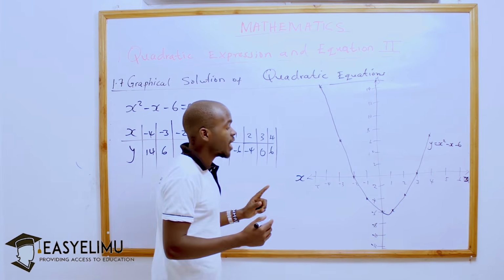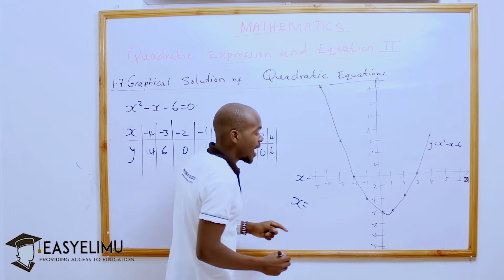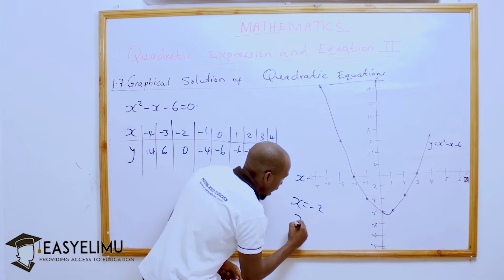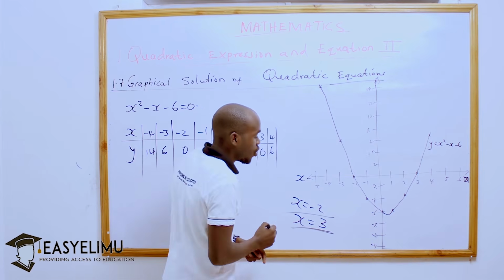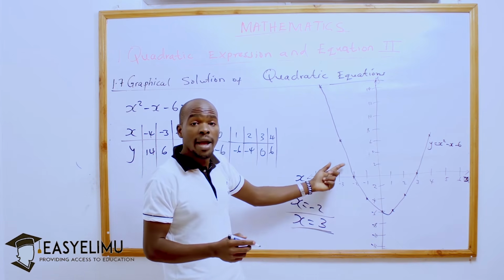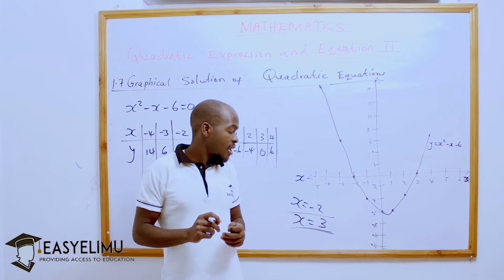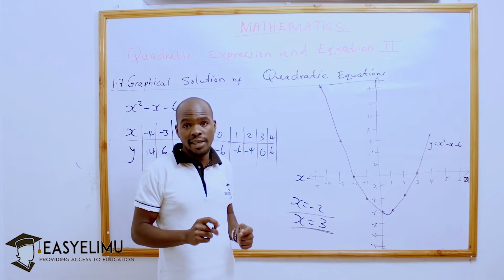So we can say that the first cut is at x equals -2, and the second cut is at x equals +3. And we can conclude that the points where the curve of a quadratic function cuts the x-axis are what we refer to as the roots of that curve.